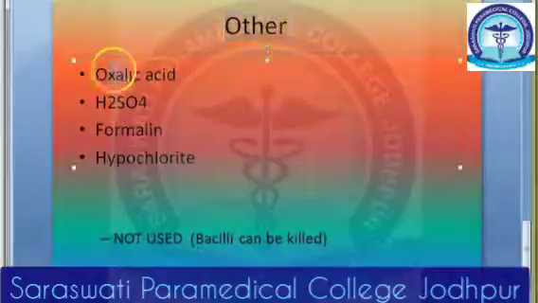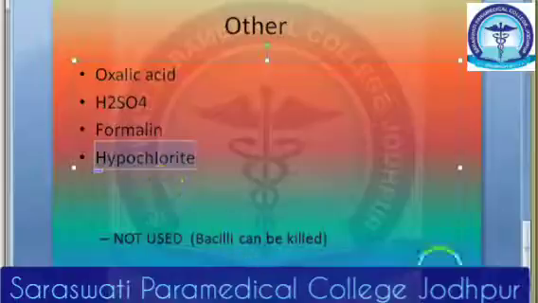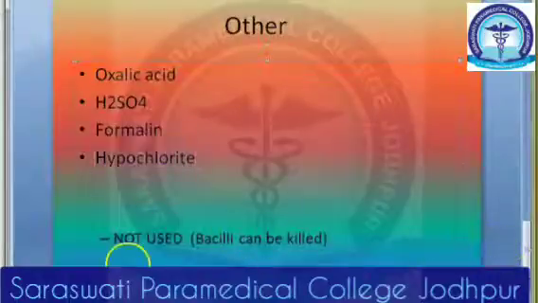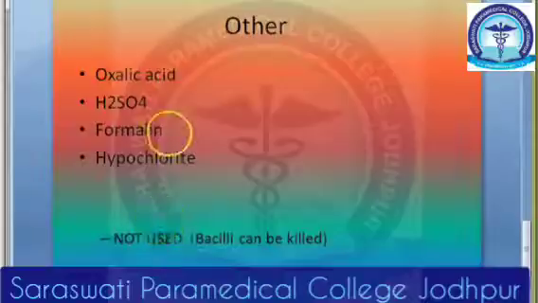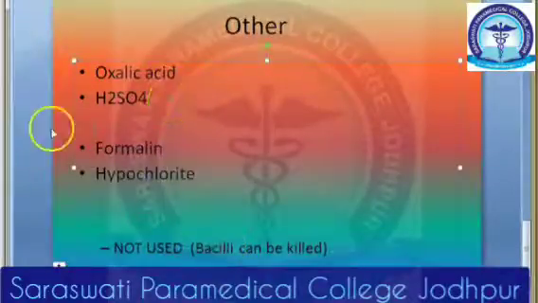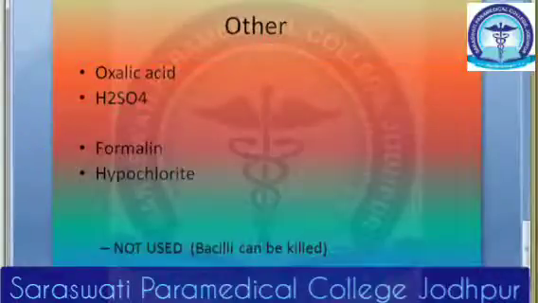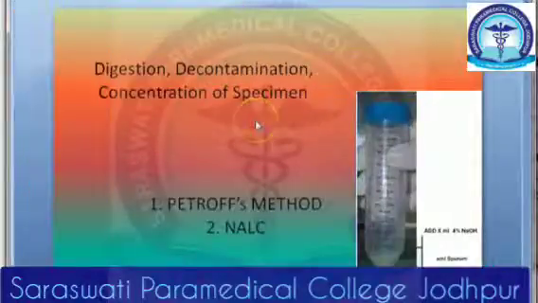Other things that you can use: oxalic acid, H2SO4, formalin, hypochlorite, but these are not used that much, okay? Especially formalin, hypochlorite and all, they say it can kill the bacteria itself, the tubercle bacteria, okay? I think we can close this video, right? See you, bye bye.